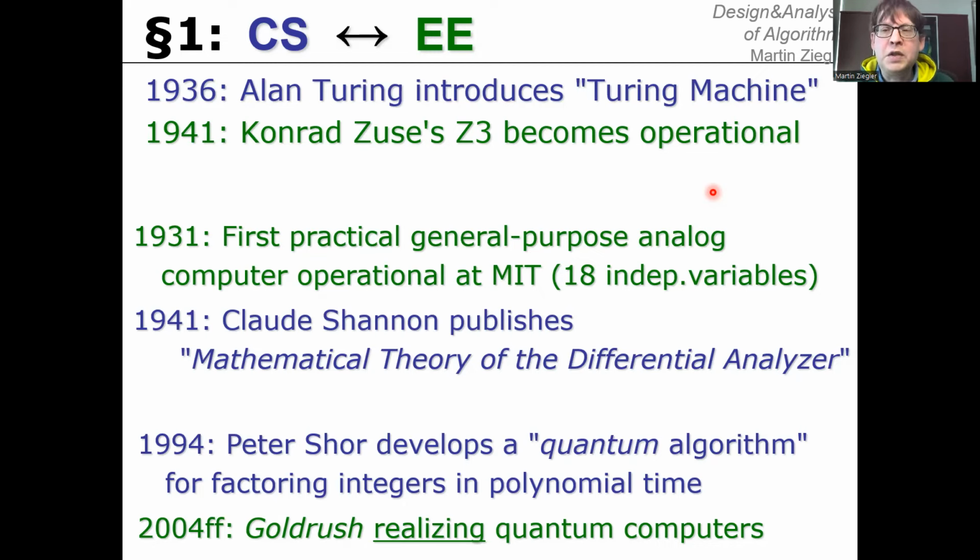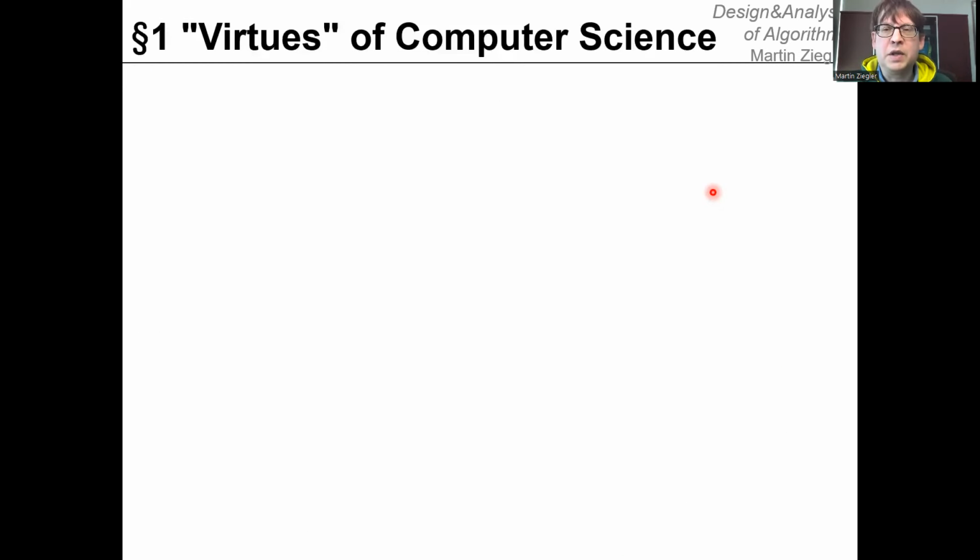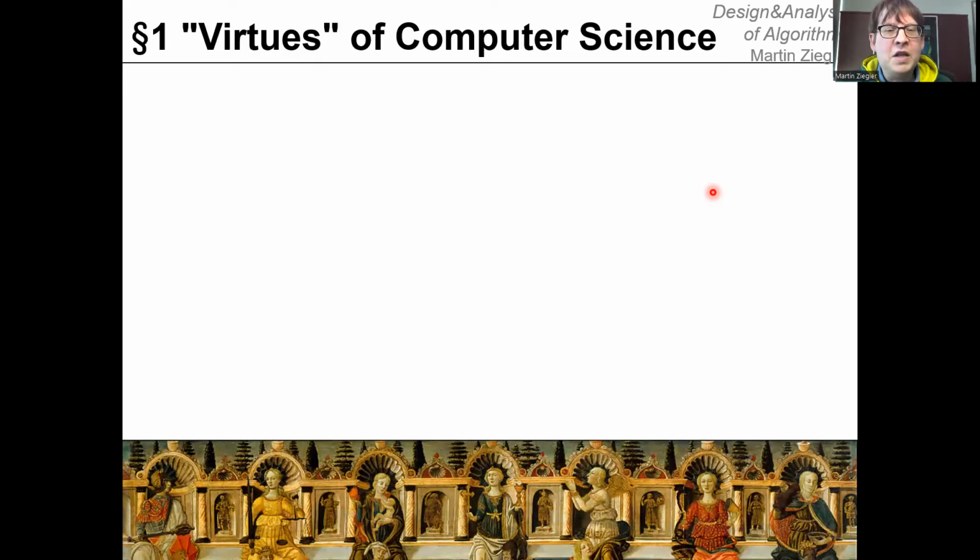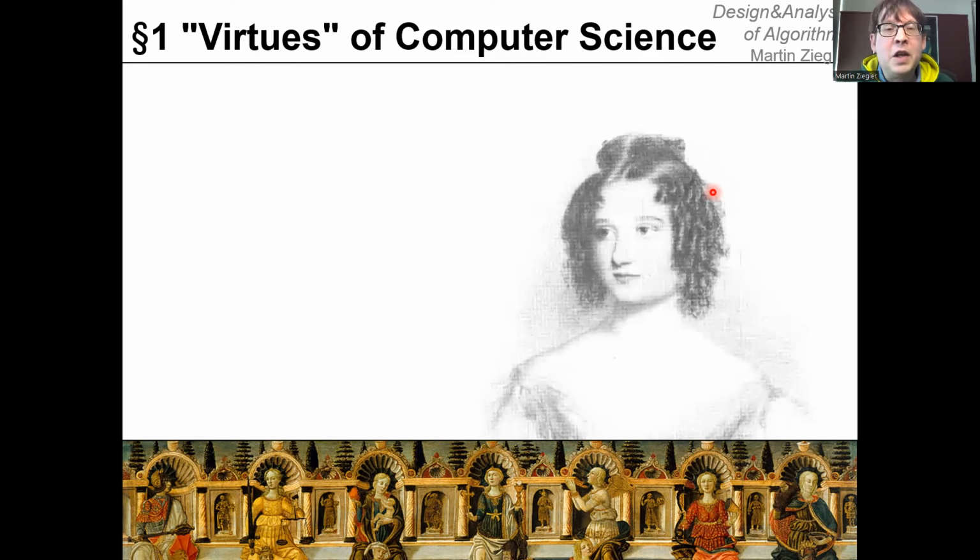So that being said, let's now move on to computer science with focus on being a science as opposed to an engineering discipline. And I like to call this the virtues of computer science, of course, tongue-in-cheek. And also tongue-in-cheek are here the seven virtues from Christianity. Here you see a picture of Ada Lovelace, who is sometimes considered the first programmer. She would program Babbage's analytical engine, which was a kind of first rudimentary analog computer.